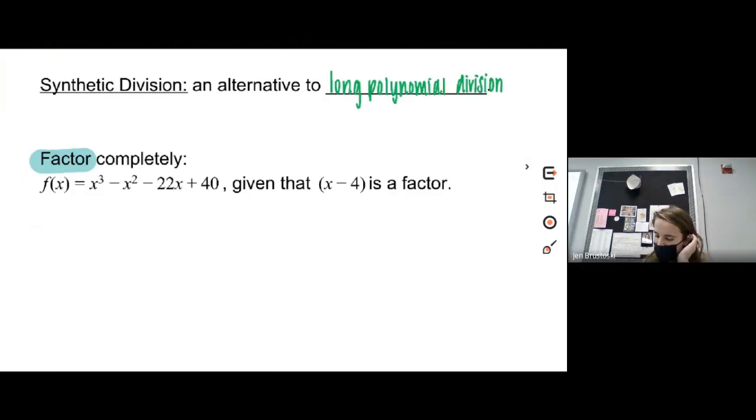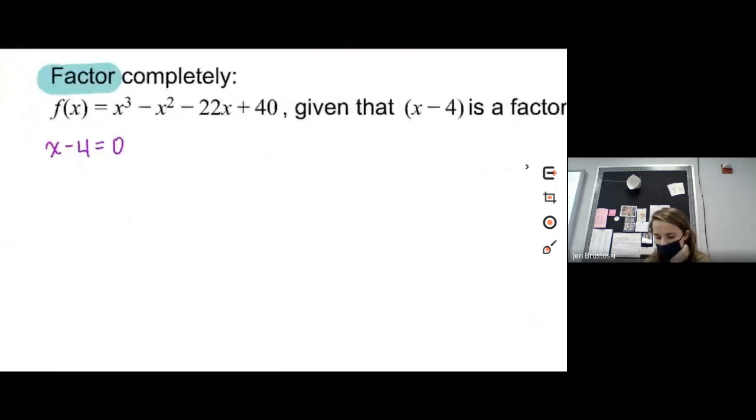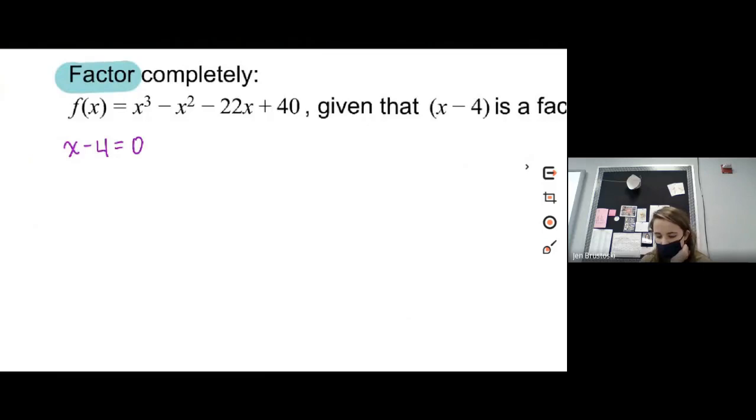So we're told that x minus 4 is a factor. So what I'm going to do is set x minus 4 equal to 0 and solve. I'm going to add 4 to both sides, and I get x equals 4. That number is the number that goes in the box.